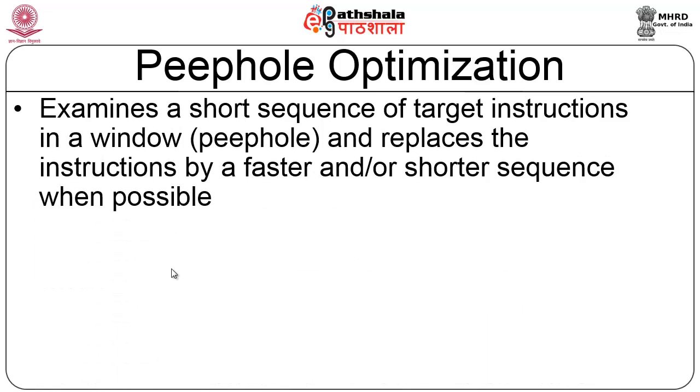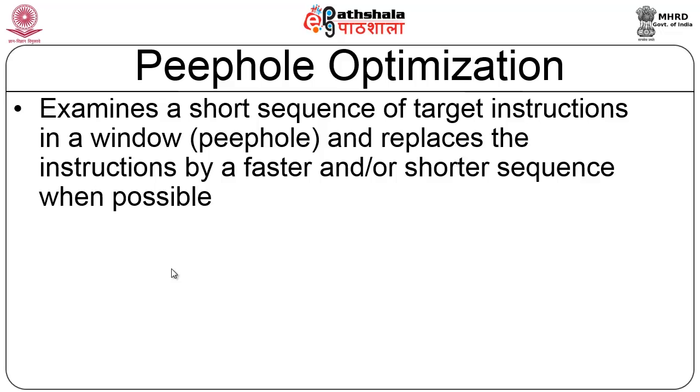Now, we said that optimization can happen either at the intermediate code level or at the final target code level, that is, at the assembly language level. The previous transformations that we have seen in the earlier module were with respect to the intermediate code, and in this module we will start with optimization that is possible with respect to the target code as well as the intermediate code.